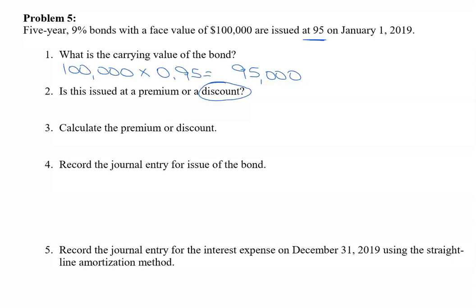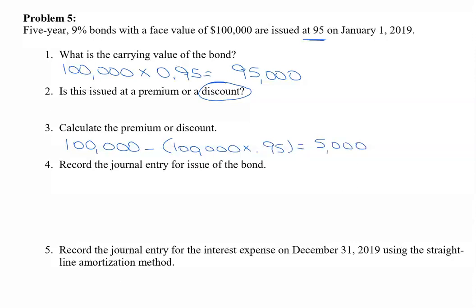So now we want to calculate the premium or the discount. To do that, we start with face value, and then we subtract face value times issue, 0.95, and we get $5,000.